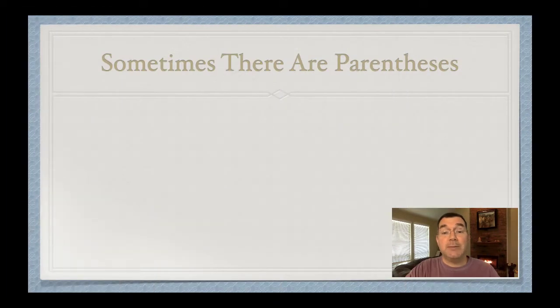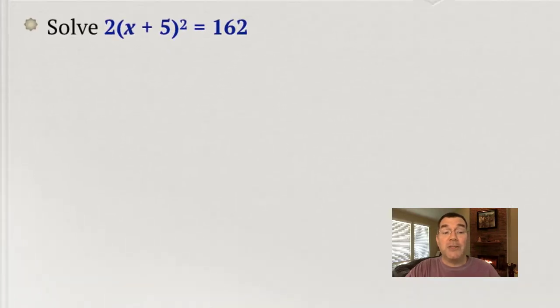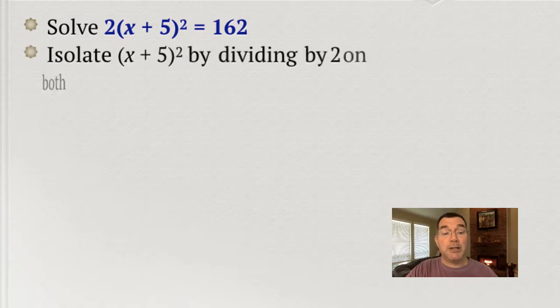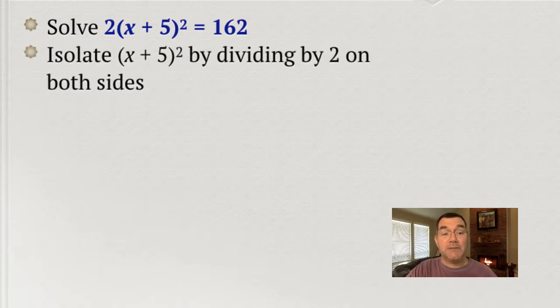All right, now sometimes there are parentheses, and I need to consider those cases. So let's go through a few of those. The thing that's being squared right now is not just x, it's x plus 5. So that has to be isolated. So if I divide both sides by 2, I will isolate the x plus 5 squared, and I will get x plus 5 squared equals 81. Now I'm ready to square root both sides.